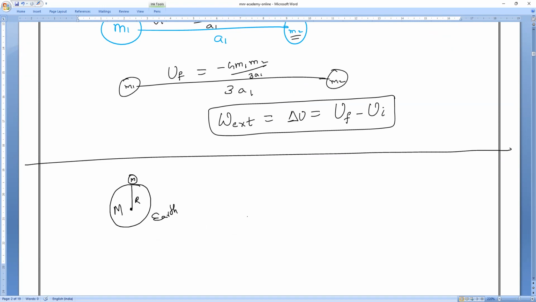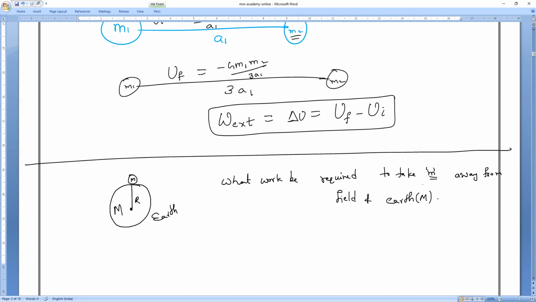Okay, everybody. Now, what is the question? What work would be required to take m away from the field of Earth? Which m, small m or capital M? To take small m away from the field of capital M of Earth, how much is the work done? That is what they are asking. Clear, everybody? So let's start now.